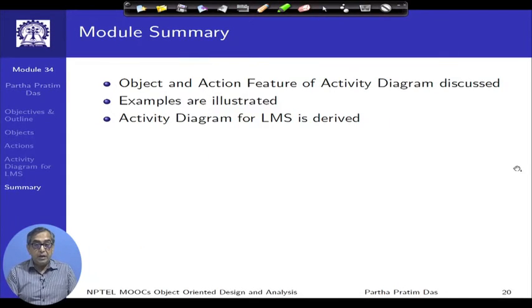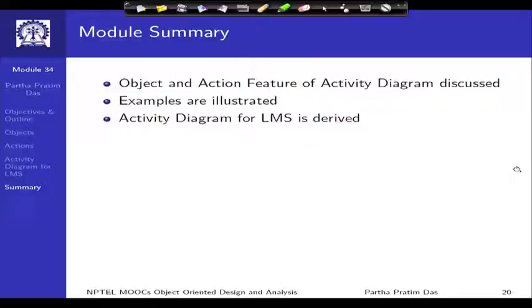To summarize, we have discussed specifically objects and actions in the activity diagrams, and overall this concludes the 3 modules through which we have exposed you to different aspects of the activity diagram, how to model in them, and how to use that. We have taken up several examples to illustrate the different features and the use of the activity diagram, and have given a brief overview of the activity diagram of the leave management system.